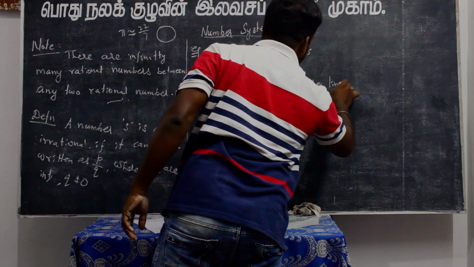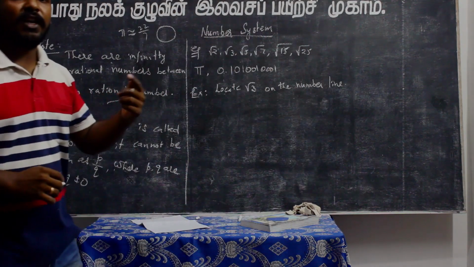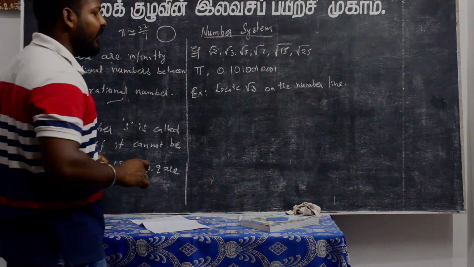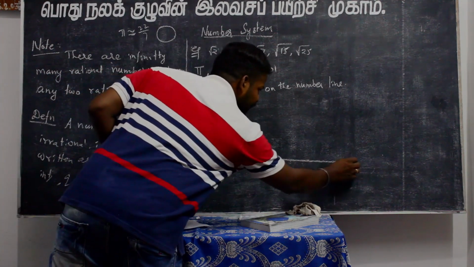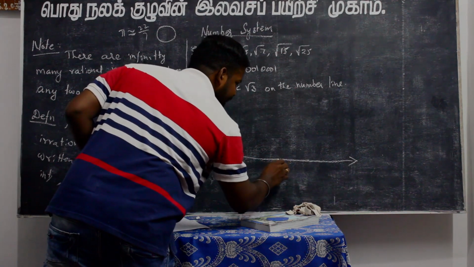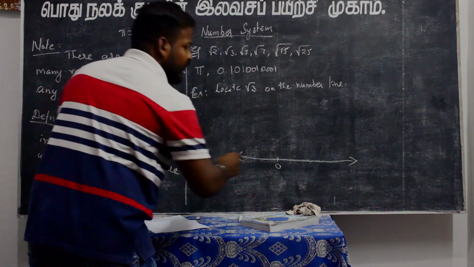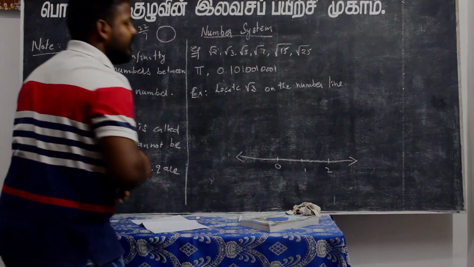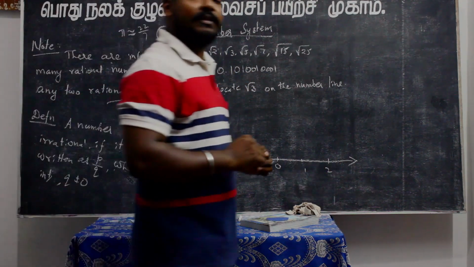How can we locate it on the number line? If we know the concept of the Pythagoras formula, we can easily locate it here. So first we want to draw a straight line. Take one point as 0, that is your origin. So take 0, 1, 2. Okay, this is enough.